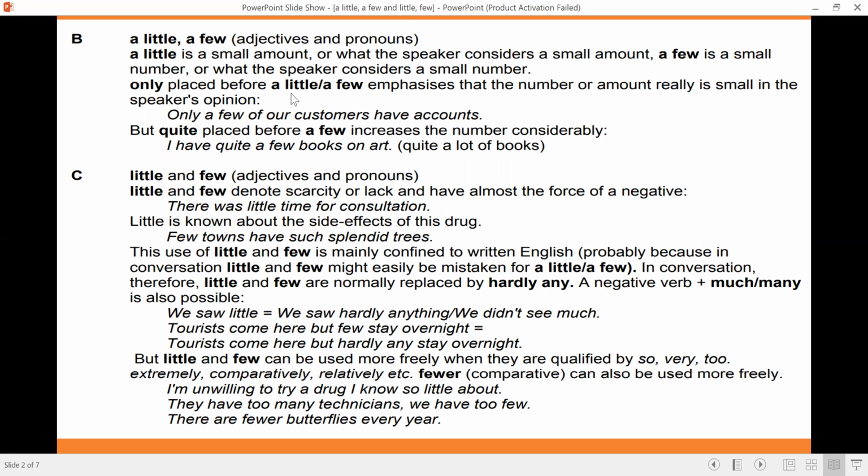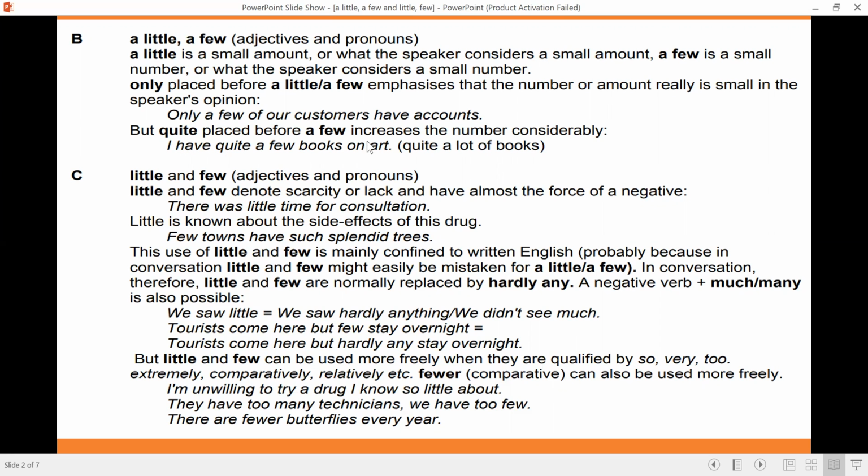Only placed before a little and a few emphasizes that the number or amount is really small in the speaker's opinion. When you put only before a little and a few, it implies that according to the speaker's point of view, the amount or the number is very small. For example, if you say only a few of our customers have accounts, here only a few does mean very few, all right? Very few in number.